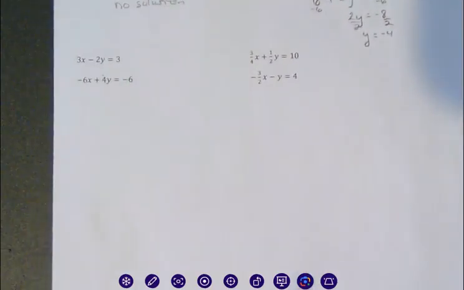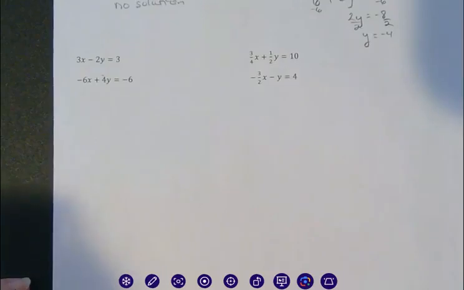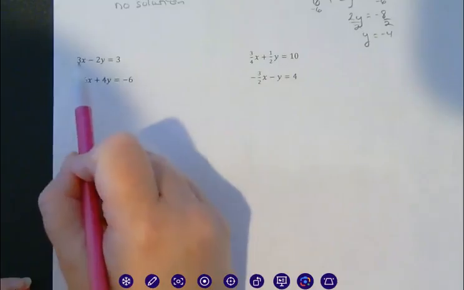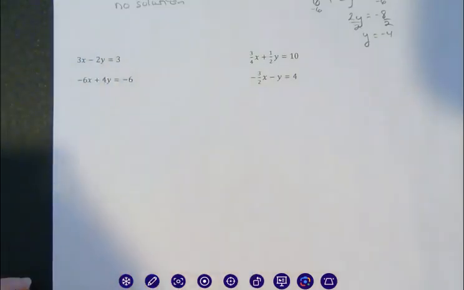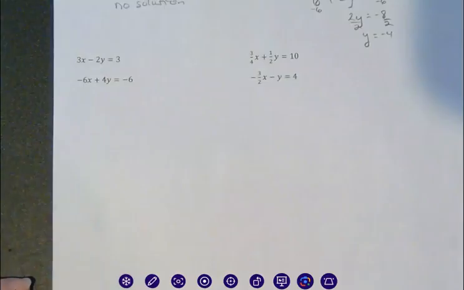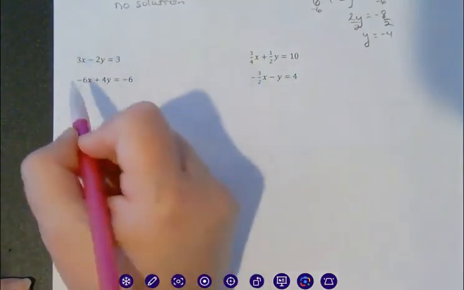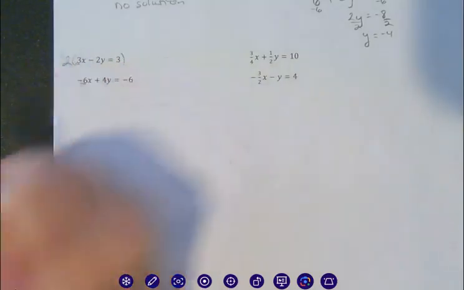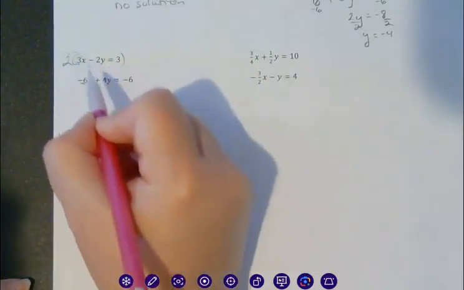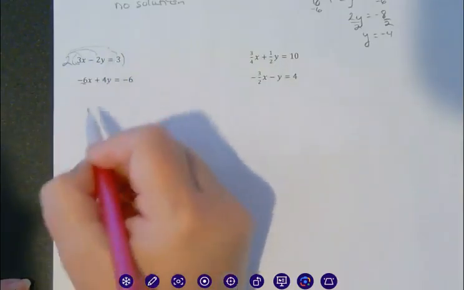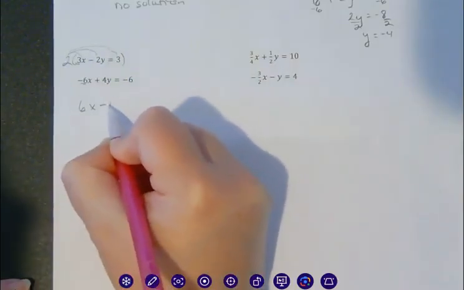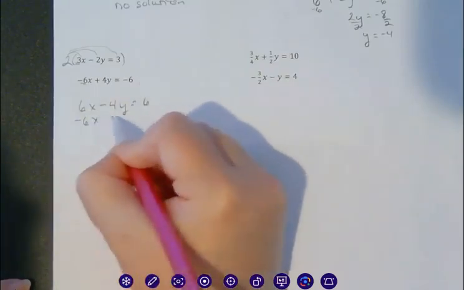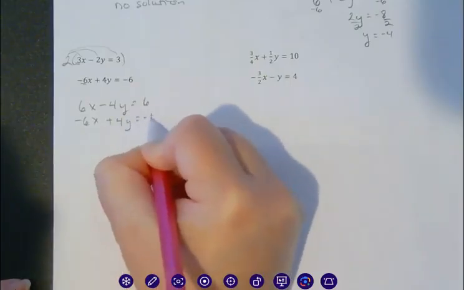Okay, let's keep going down here on the bottom part. This next one looks like it would be great. The x's are lined up, the y's are lined up, the numbers are lined up. All of the variables have a number in front of them that is not 1. So this one's an ideal equation to solve by elimination. Since this has negative 6, I want to try to get positive 6 right here. So I'm going to take the top equation times 2. So an equivalent equation to the top equation would be 6x minus 4y equals 6. The bottom equation is negative 6x plus 4y equals negative 6.